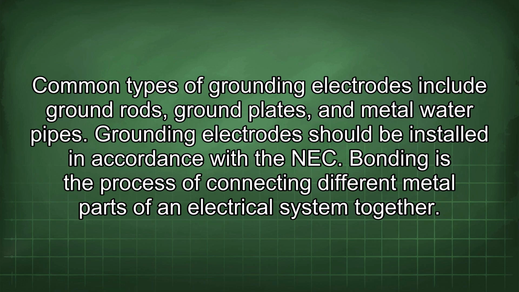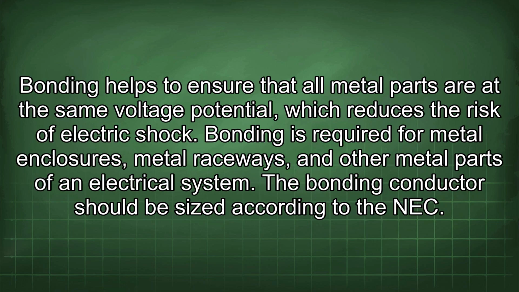Bonding is the process of connecting different metal parts of an electrical system together. Bonding helps to ensure that all metal parts are at the same voltage potential, which reduces the risk of electric shock. Bonding is required for metal enclosures, metal raceways, and other metal parts of an electrical system. The bonding conductor should be sized according to the NEC.